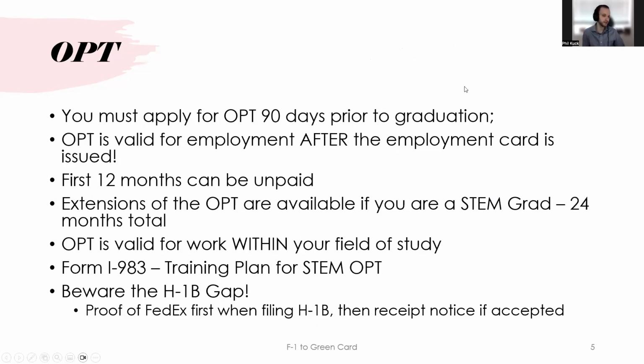So for OPT, we're just going to go through a lot of the basics here. We're not going to do a deep dive because I could probably teach a course on every single slide in here. For OPT, you must apply for OPT 90 days prior to your graduation. OPT is valid for employment after the employment card is issued. Your first 12 months can be unpaid. Extensions of the OPT are available if you're a STEM grad. You get 24 months total there.